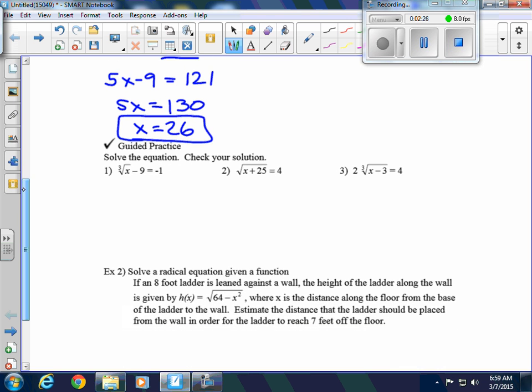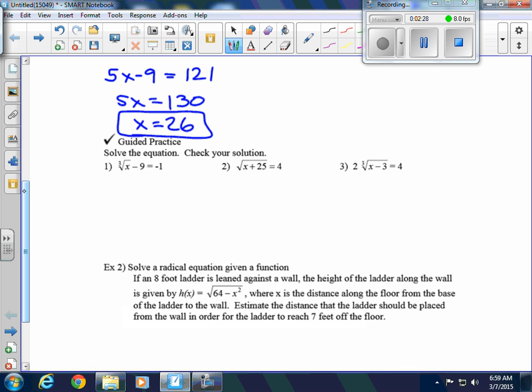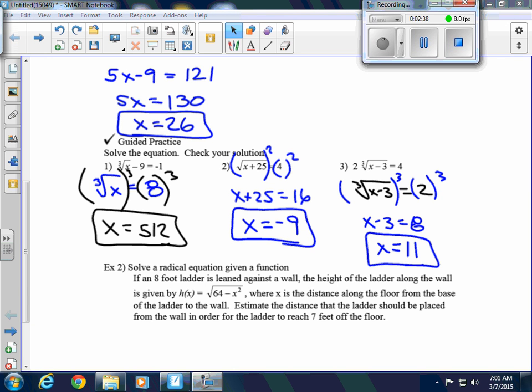So let's jump down to the guided practice. Go ahead and do those 3 problems. Hit pause on the video, and then you can hit play when you are ready to resume. And here are the answers to the 3 guided practice questions. Now again, remember to plug those numbers in to check if the solutions work for your original equations. And in this case, all 3 of them do.